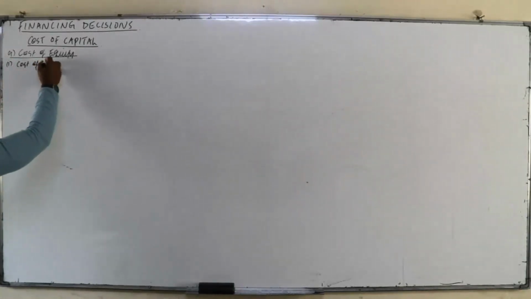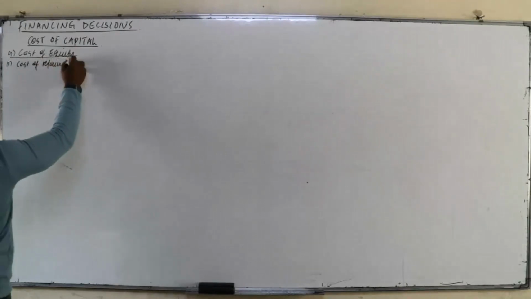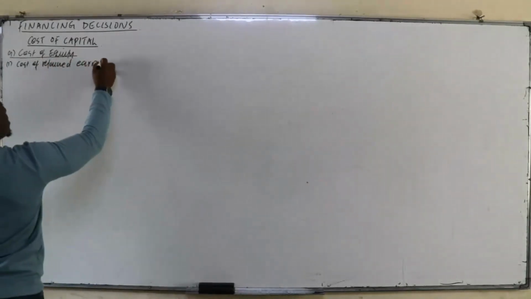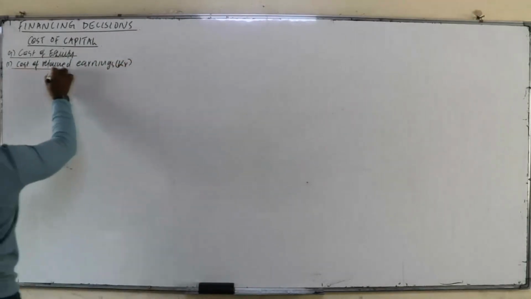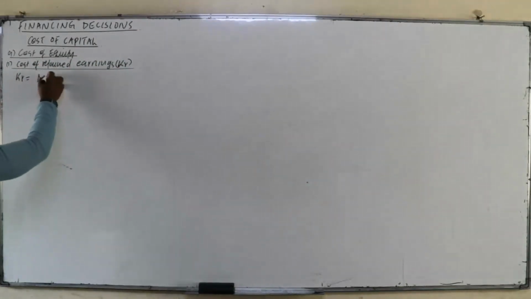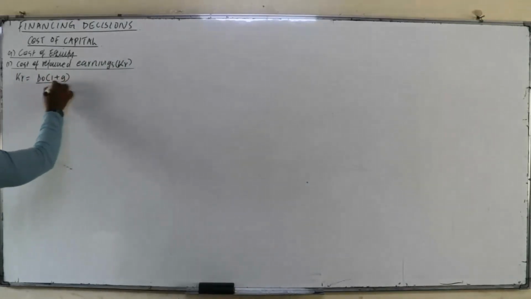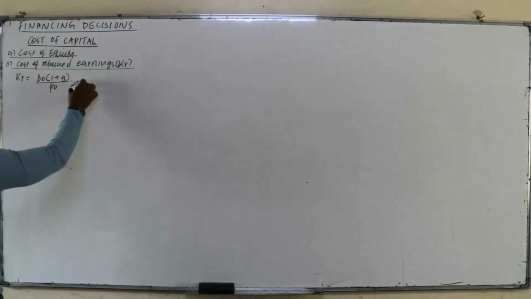Column A, we have the cost of retained earnings, denoted by KR. And how do we get the cost of retained earnings? To get the cost of retained earnings, we take D0(1+G) over P0, plus G.